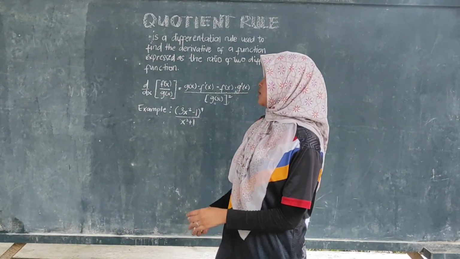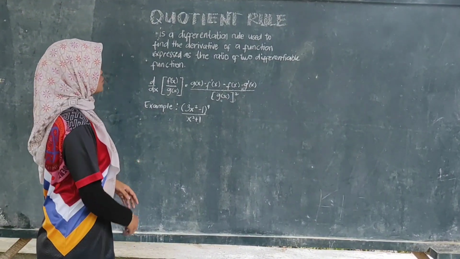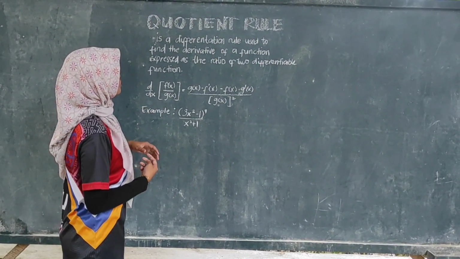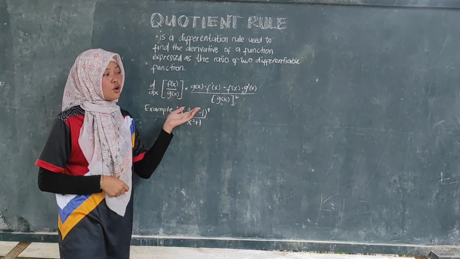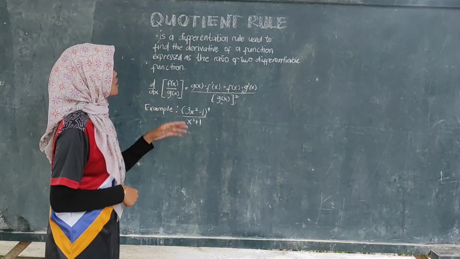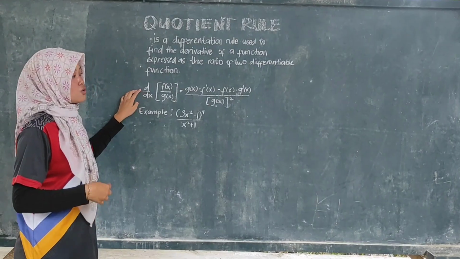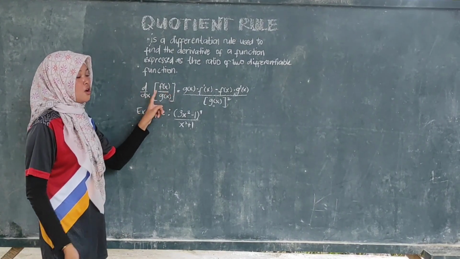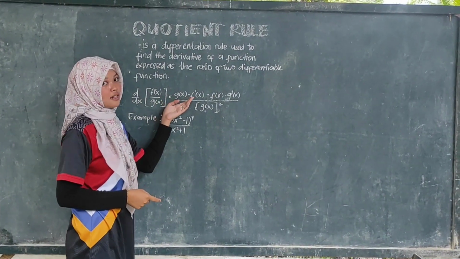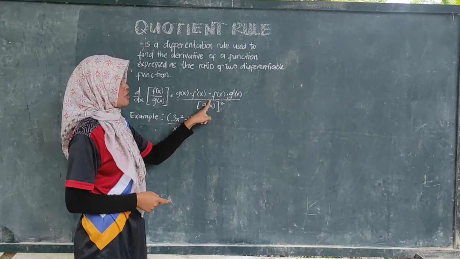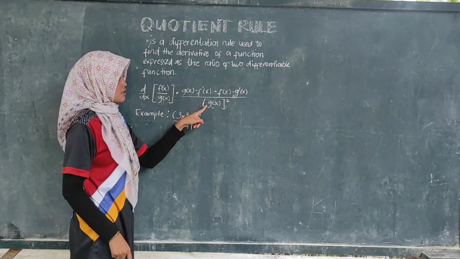So now we will talk about the quotient rule. So what is the quotient rule? The quotient rule is a differentiation rule used to find the derivative of a function expressed as the ratio of two differentiable functions. So this is the formula of the quotient rule. The derivative of f of x over g of x with respect to x is equal to g of x times f prime of x minus f of x times g prime of x, all over g of x squared.